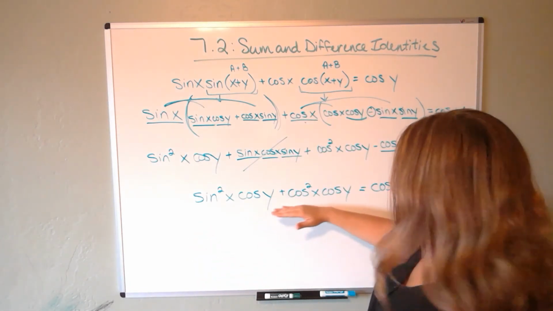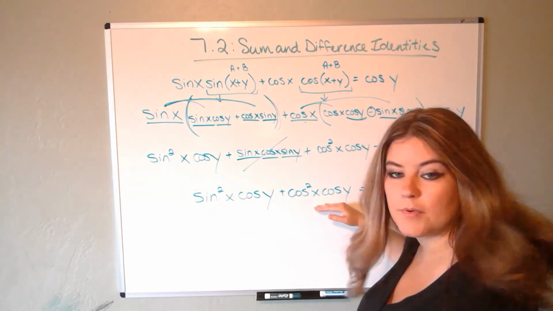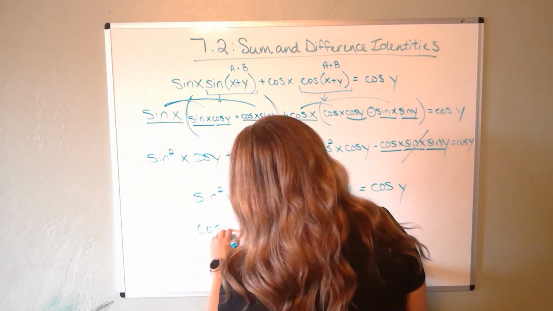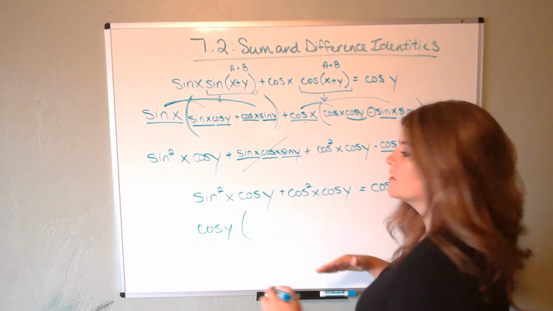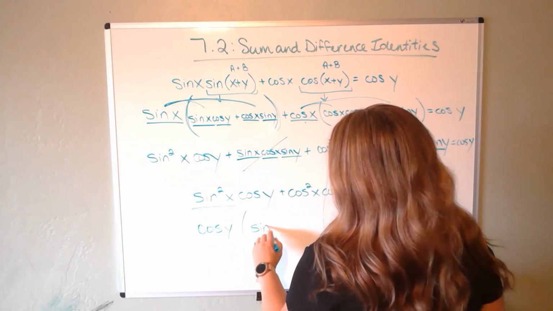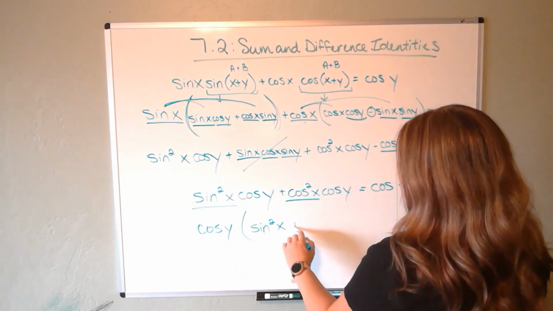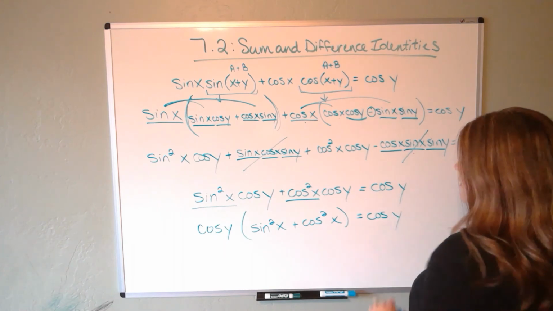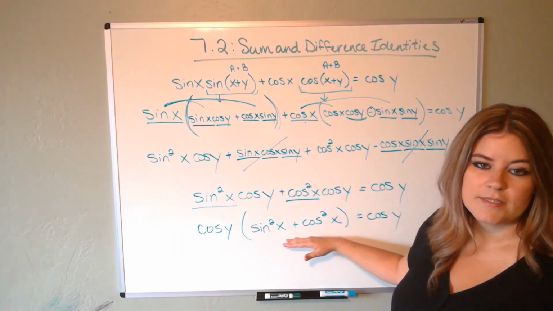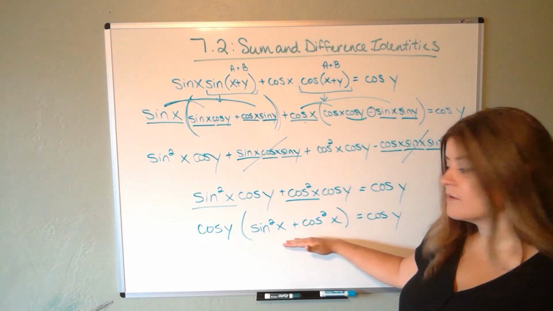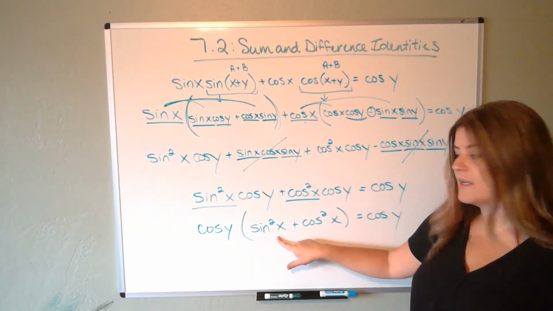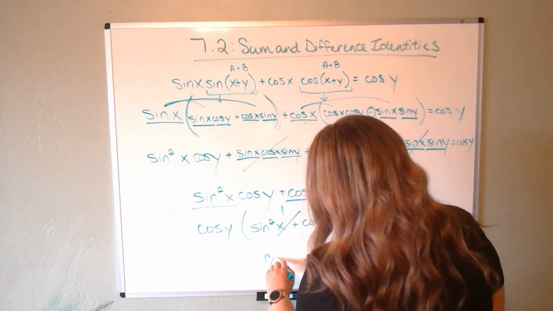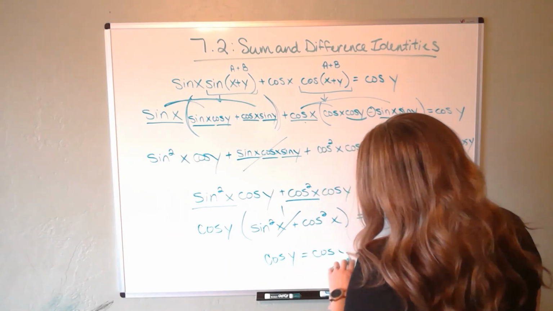Where were we? So I have the cosine y in both terms, so I'm going to factor that out. So if I take a cosine y out of both of these terms, what's left over in this term is a sine squared. What's left over in this term is a cosine squared. Remember, you have equals cosine y. What is sine squared plus cosine squared? Well, we have the Pythagorean theorem for that. They're both x's, so it works, right? Sine squared plus cosine squared equals 1, so that's really just 1. And your last line, cosine y equals cosine y.